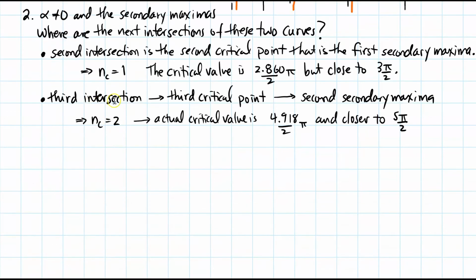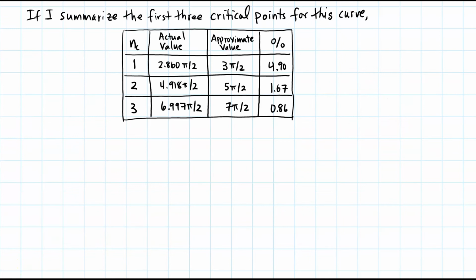That means here that this third intersection is then NC equal to 2. If I look at the actual value of that critical value, I get 4.918 divided by 2 pi, and that's going to be closer to 5/2 pi. I summarize the first three critical points for this curve. For NC 1, 2, and 3, you can see the actual value, the approximate value, and then the difference between these two. So for the first one, I get 2.860 versus 3. So that's a 4.9% difference.